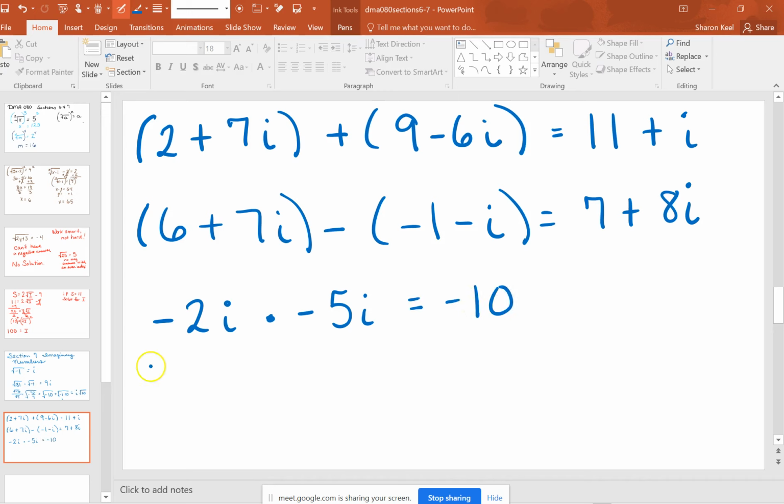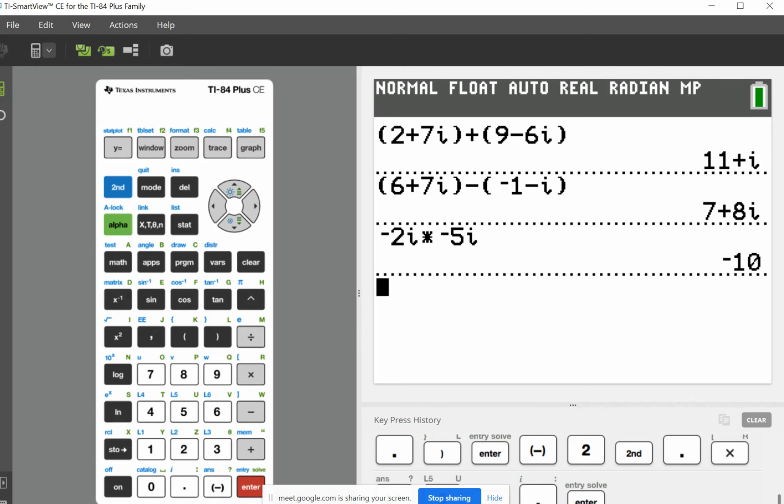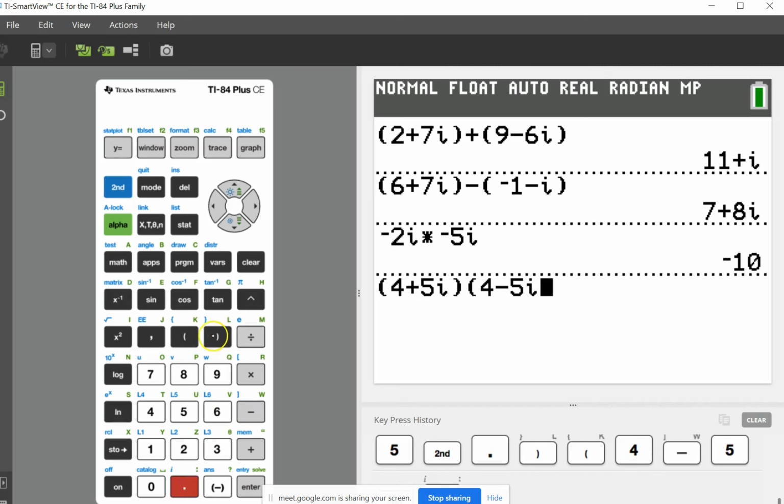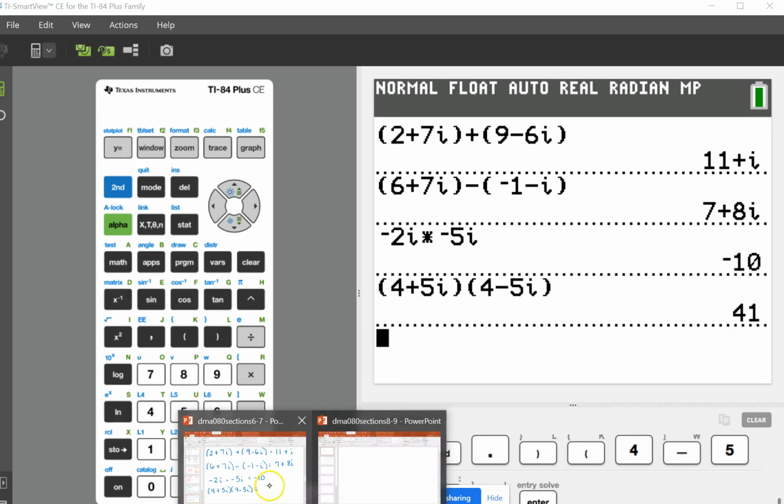If we happen to have two binomials, usually we would have FOILed this, and if you do this longhand, you would FOIL this, but we can simply key it in as we have here. 4 plus 5i, and then we have 4 minus 5i, and that gives us the whole number 41.